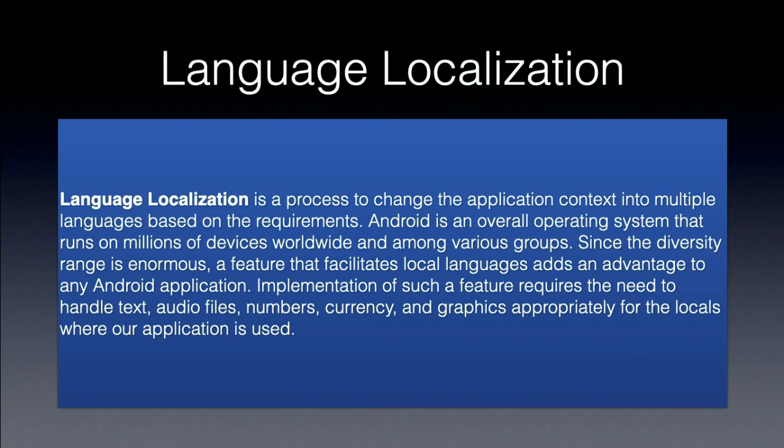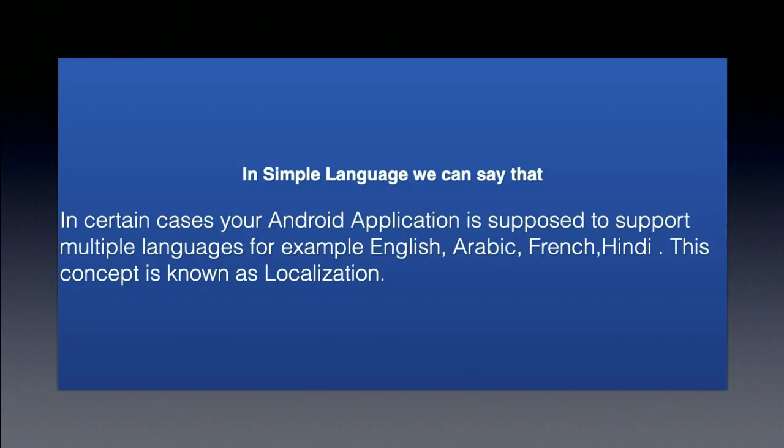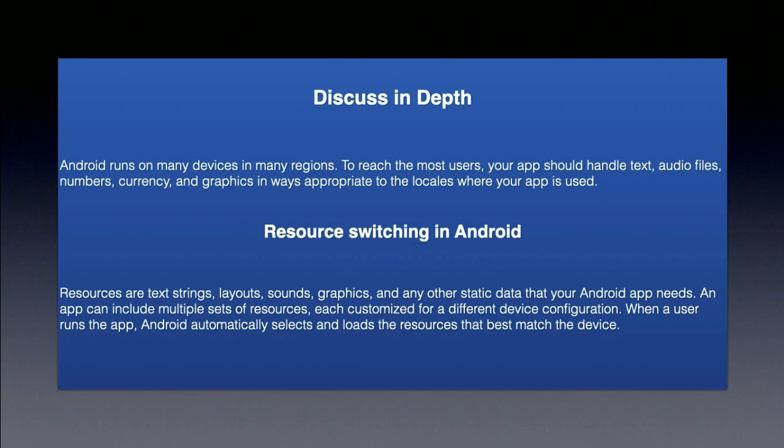We have localization, an important term in Android. In simple language, in certain cases your Android application is supposed to support multiple languages, like English, Arabic, French, Hindi, and others. This concept is known as localization. If we discuss it in a little more depth, Android runs on many devices in many regions. To reach the most users, your app should handle text, audio files, currencies, and graphics for the locale wherever your app is used.